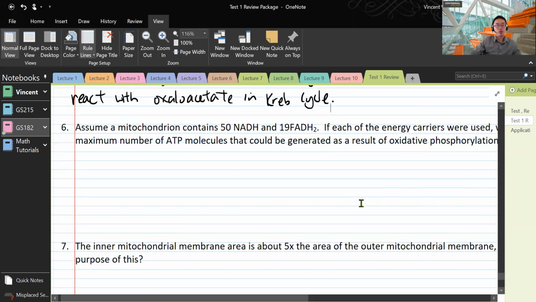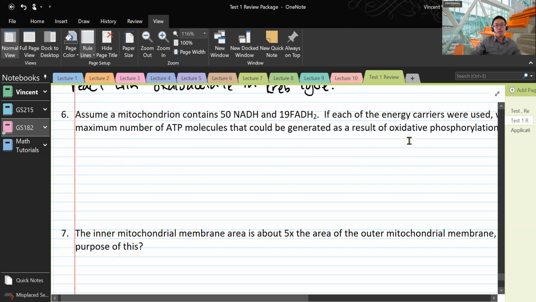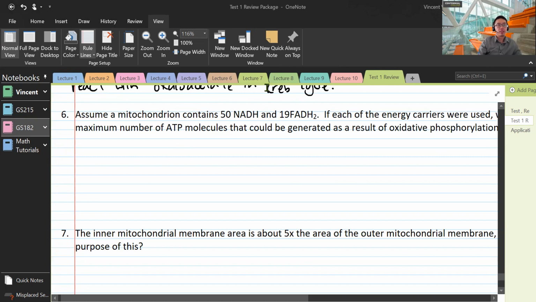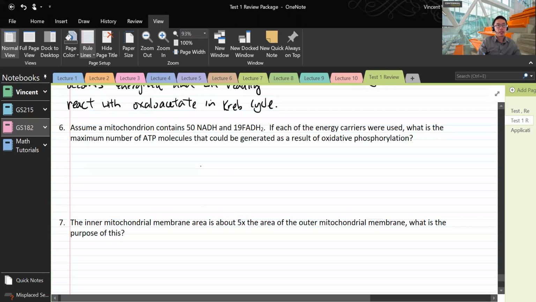Right, next question. Assume a mitochondrion contains 50 NADH and 19 FADH2. If each of the energy carriers were used, what is the maximum number of ATP that could be produced? Okay, so let me know. Type some answers in the chat box. I want to know what answers. 188 from Sita. Anyone else? Anyone have a different answer, same answer, agree, not agree?